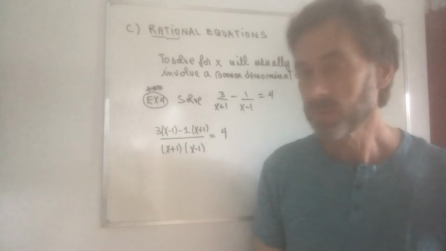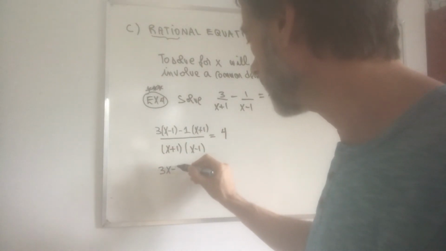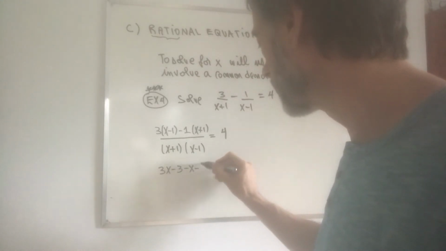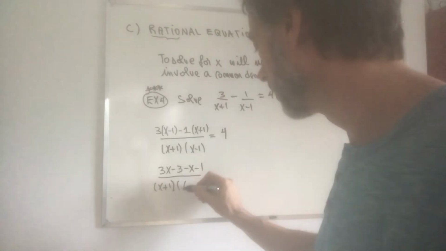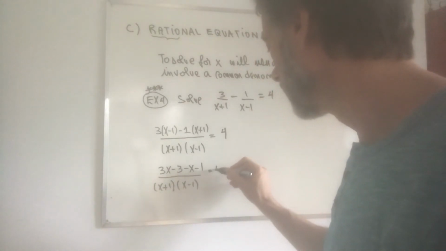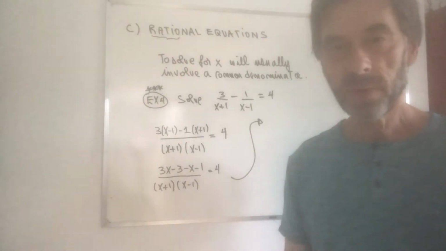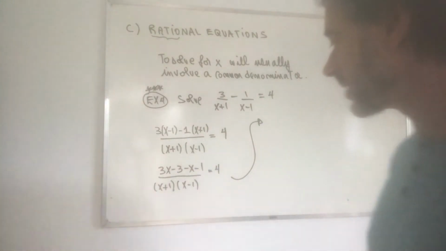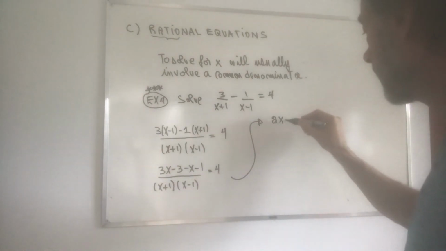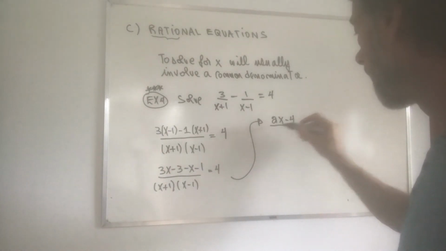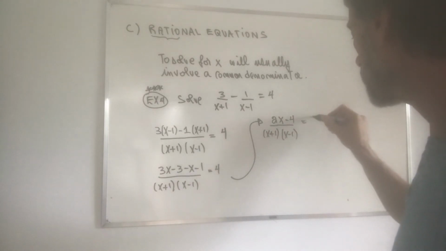All right. So we've got to find a way to simplify that. The numerator becomes 3x minus 3 minus x minus 1 over the same thing downstairs, no change. Collecting what I can from the numerator, 3x minus x, that's 2x, and minus 3 minus 1, that's minus 4. Again, over (x plus 1)(x minus 1), and that's equal to 4.